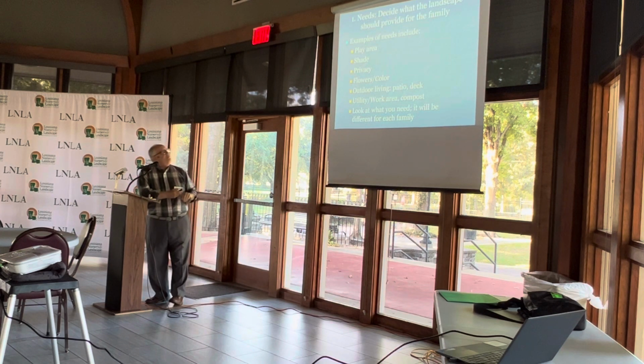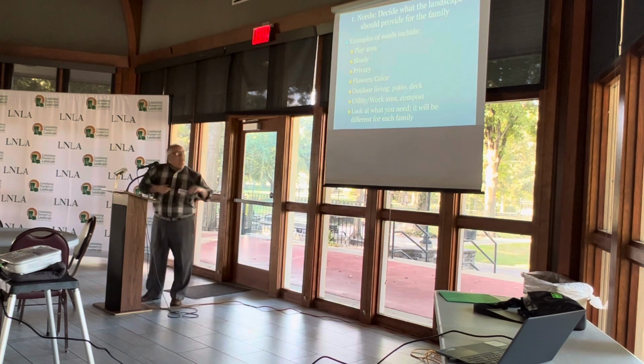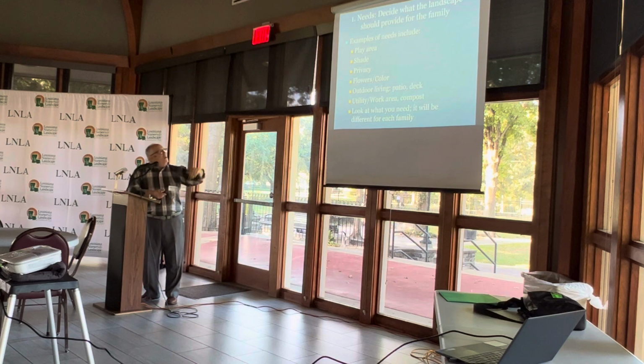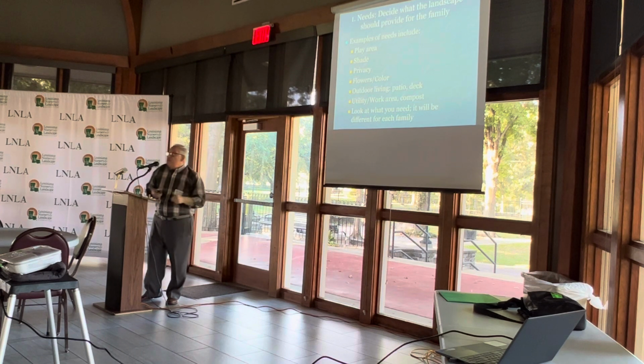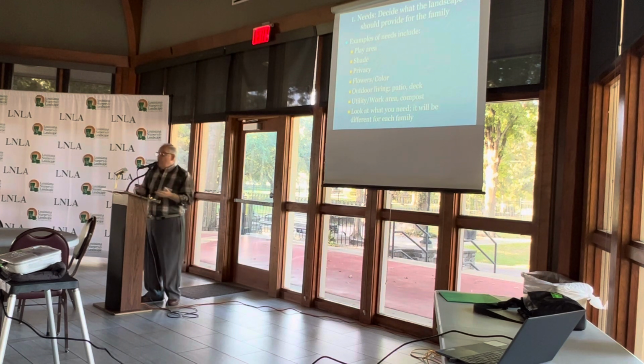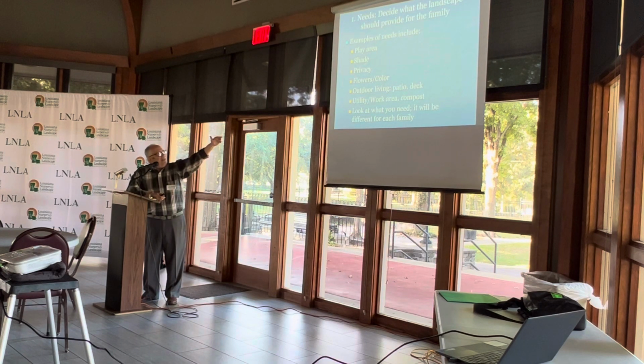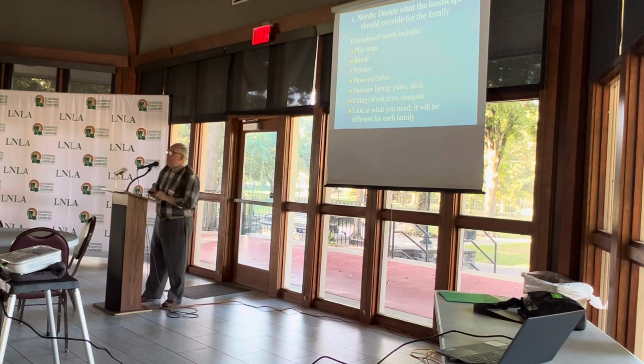So when it comes to selecting materials, that's a little later in the design process than a lot of people actually will do. So here we are looking at some of the needs that you may be designing a garden for a family. Play area for the kids, they want shade, they want privacy, they love colors, they want some flower beds, they need an outdoor living area like a patio or a deck. Everybody needs a utility or work area where you're going to put the lawnmower, your tools, your fertilizer. So that has to be built into a landscape design as well. And just look at what you need. Every family, every situation is going to be uniquely different.